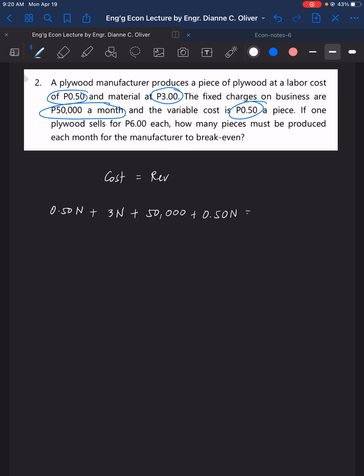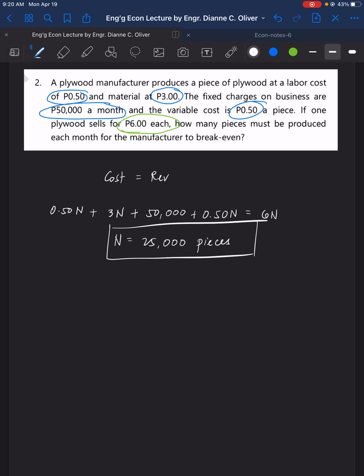So what's left is the revenue. So the revenue here is 6 pesos each. So we have 6N. So what is the value for N, or the break-even value? So determine the number of plywood to produce to break even. So that is 25,000 pieces.